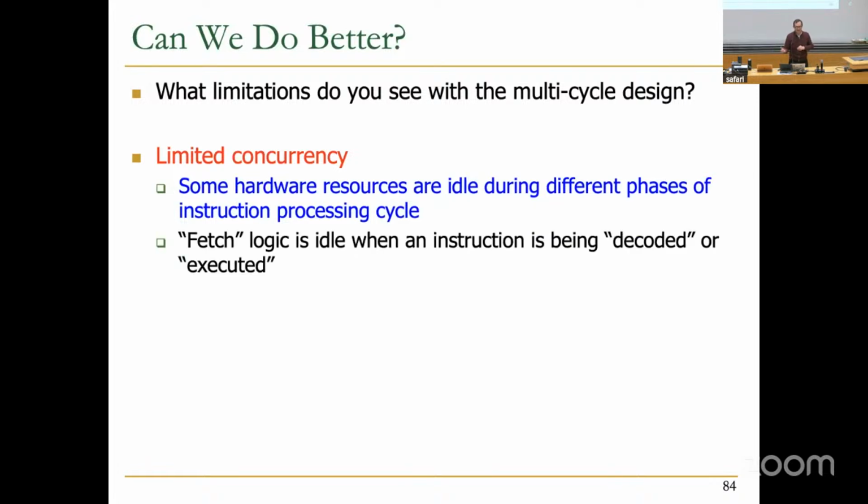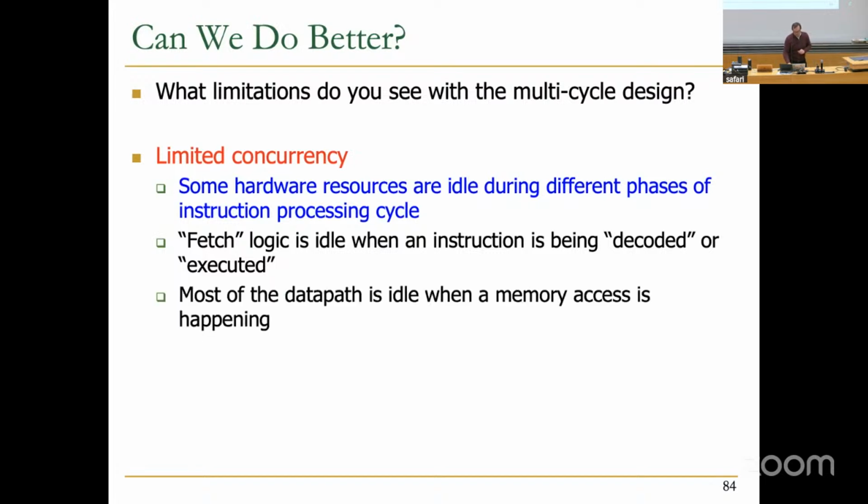For example, the fetch logic, the logic that you added to the data path for fetching instructions, is idle when an instruction is being decoded or executed or calculating a memory address, etc. Fetch logic is used only when you're fetching instructions, right? Most of the data path is idle when a memory access is happening. You're just accessing memory, waiting. And everything else in the data path is idle. Even though those resources are there, they're waiting for the memory access to finish so that they could be used. So basically, people ask this question: can we use the idle hardware to improve concurrency?